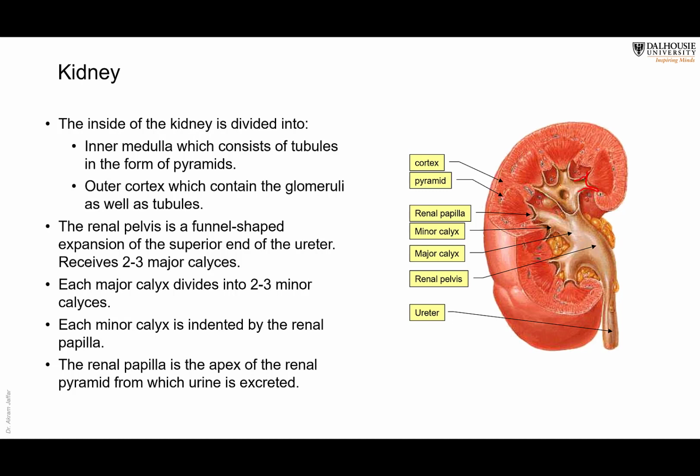And then 2 or 3 of these minor calyces form a larger cup, which is a major calyx. And then 2 or 3 of these major calyces open into this distended portion of the ureter, which is called the renal pelvis. And then it is going to continue as the narrow ureter. And the ureter continues down into the pelvis, where it opens into the urinary bladder. So this is a major calyx. It's formed of 1, 2, 3 minor calyces, and then 1, 2, 3 major calyces. They open into the renal pelvis.